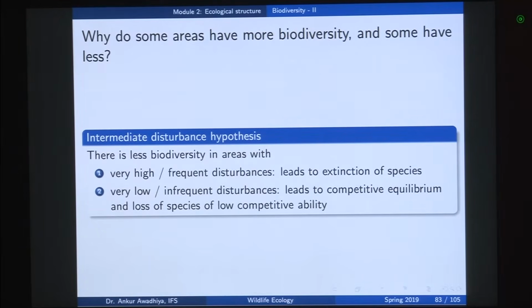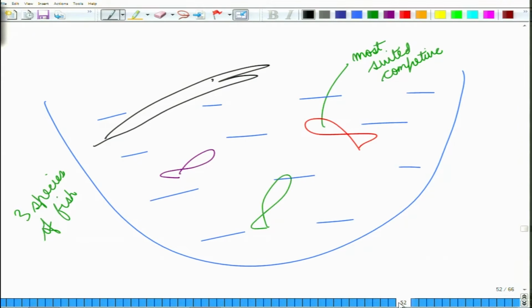However, if you look at the other extreme, there are areas that do not have any disturbances, or very low or very infrequent disturbances. In those areas we would observe a competitive equilibrium and loss of species of low competitive ability. That is, if we go back to our example of the pond, if we did not have this crocodile putting a disturbance in the system, then very likely some species would outcompete everybody else and reduce the level of biodiversity present in this system.